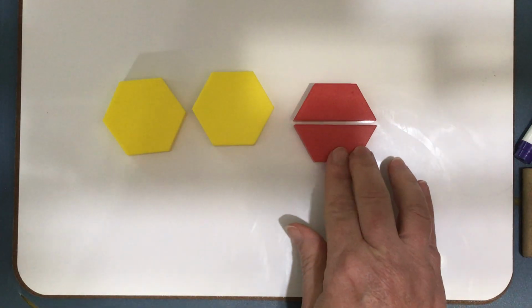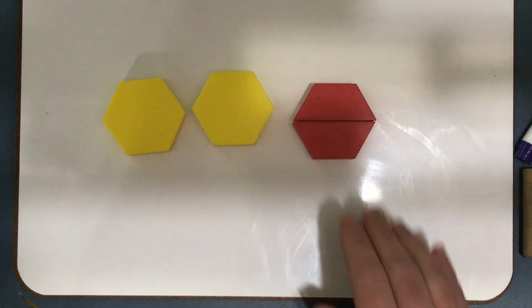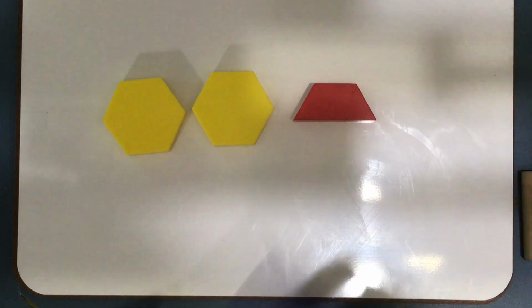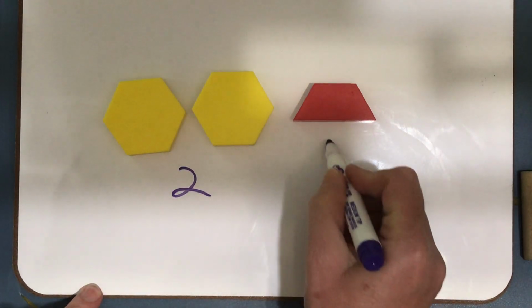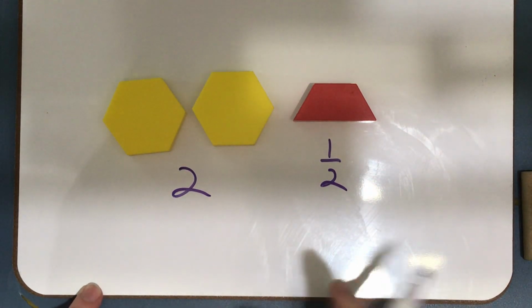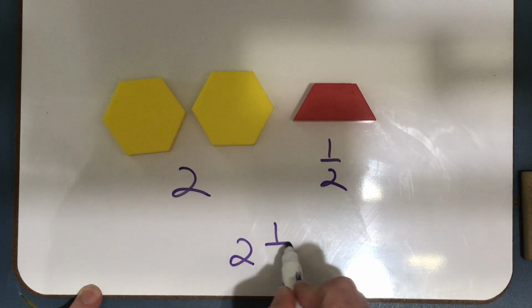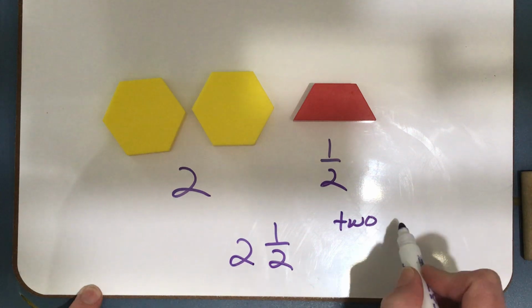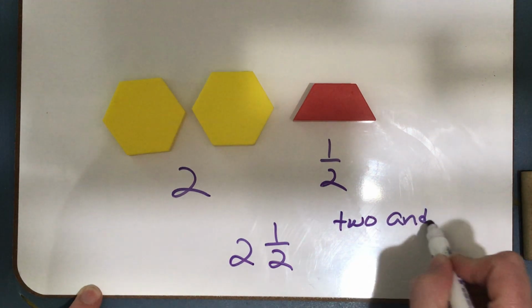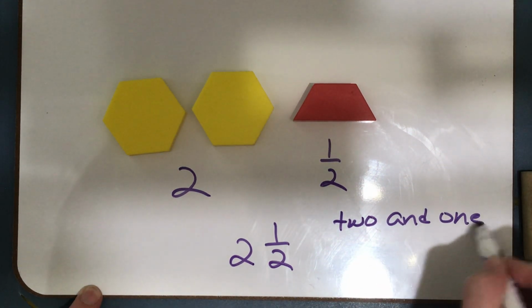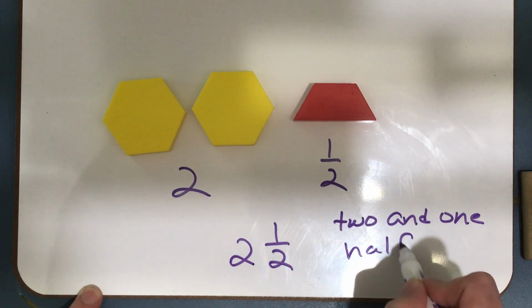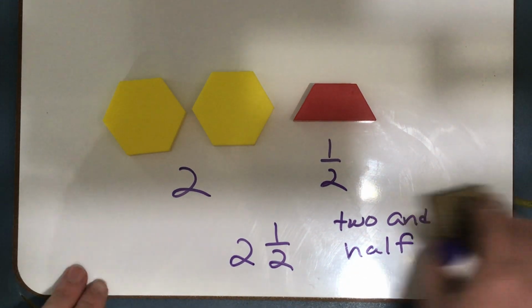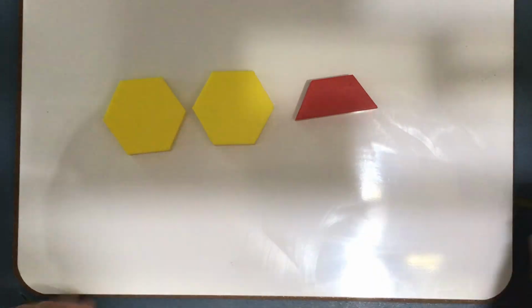And if I put it with another one, I see two of them make a whole, so that's 1/2. So I have two wholes and 1/2. And as a mixed number, I would write that as 2 and 1/2. And when I say it, I say 2, my whole number, the word and, 1/2. That is the way that I say it. 2 and 1/2.